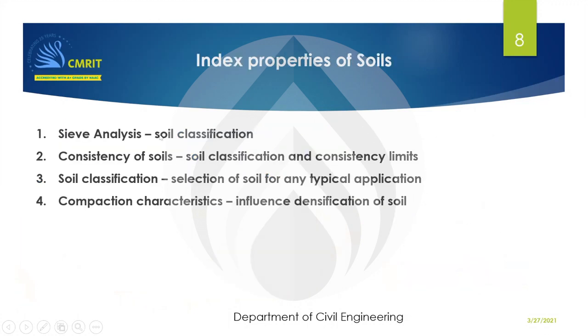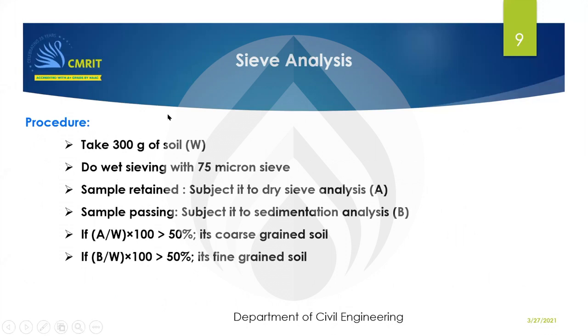Now coming to index properties, we have sieve analysis, consistency of soil, soil classification, and compaction characteristics. Coming to the sieve analysis, this is a very, very important parameter because it helps us in defining the soil and in deciding where exactly the soil can be used. The general procedure is to take 300 grams of soil, it can even be 500 grams, doesn't matter, but take some whole number, and do a wet sieving with a 75 micron sieve.